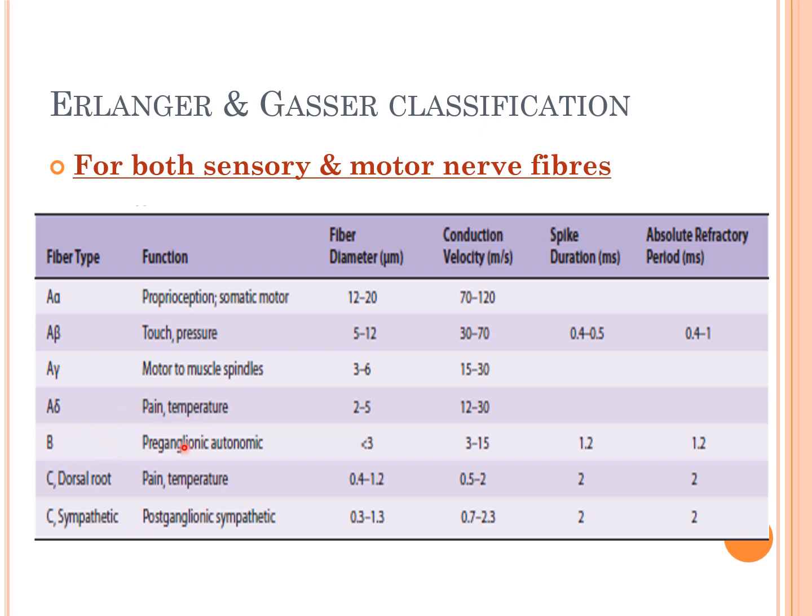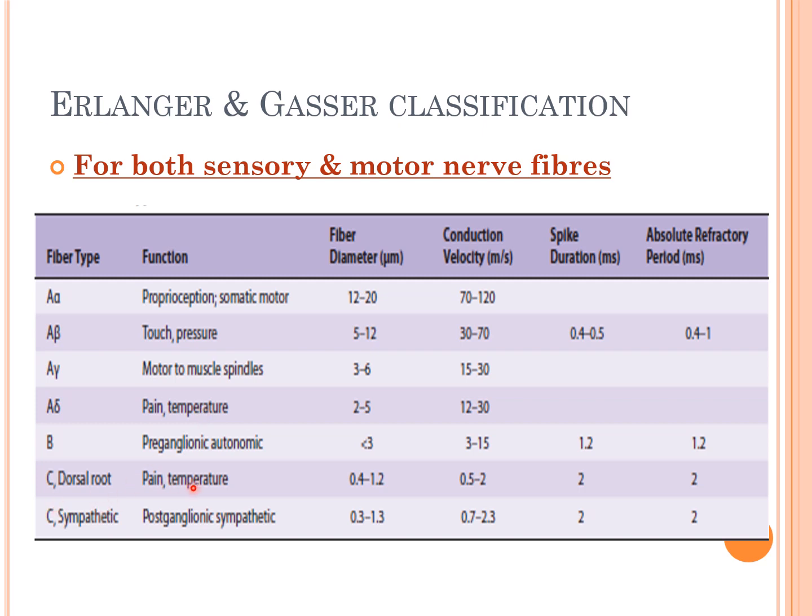B is purely motor. It is again preganglionic autonomic nerve fibers for both sympathetic and parasympathetic fibers. Type C fibers again carry pain and temperature sensation. So A delta and type C fibers both carry pain. So what is the difference? A delta fiber carries fast pain or a sharp pain or a pricking pain.